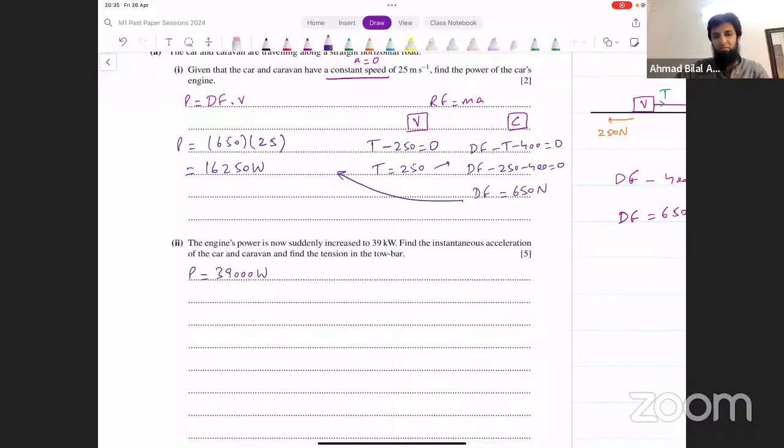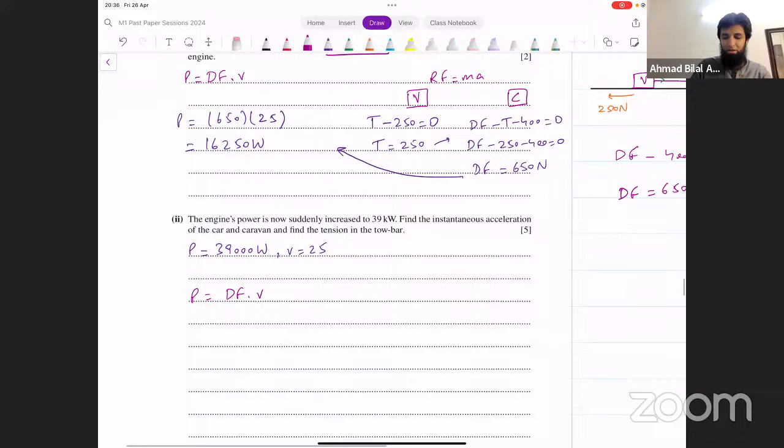It will gradually increase. So at this instant, when the power is suddenly increased, the speed is still 25 at that point, right? It will take some fraction of a second to start increasing after that. So at this point, velocity is still 25. Can we find driving force from that? We know power equals driving force into velocity. The value of power is 39,000. 39,000 equals driving force into 25, and that will give you a value for driving force. Let's see what this turns out to be. Driving force is 39,000 divided by 25, that's 1,560. This is the driving force that we get, 1,560 Newton.